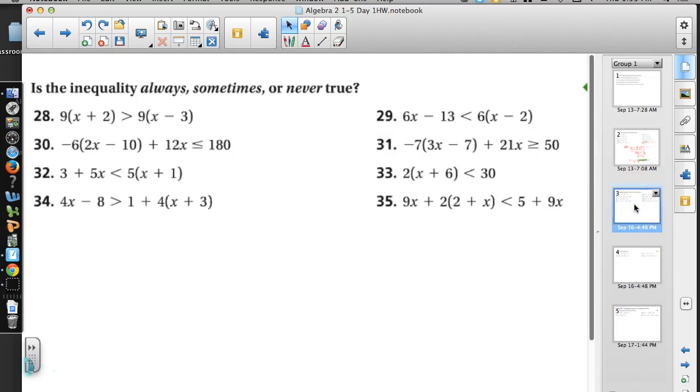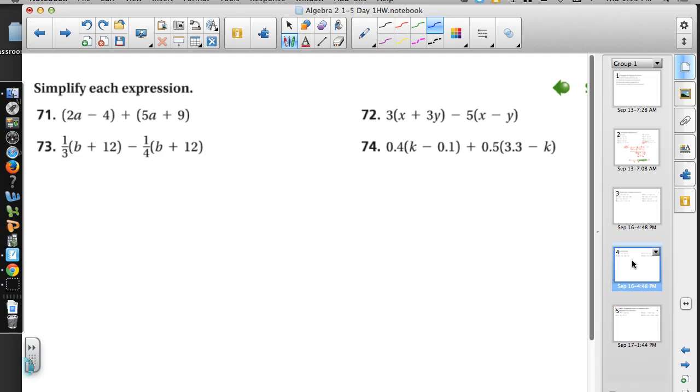The next one I have on the list is in the 70s, and that would be number 73. So number 73, we would distribute the 1/3. 1/3 times b is 1/3 b. 1/3 times 12 is 4. Then distribute the -1/4, so -1/4 b minus 3, distributing that negative.